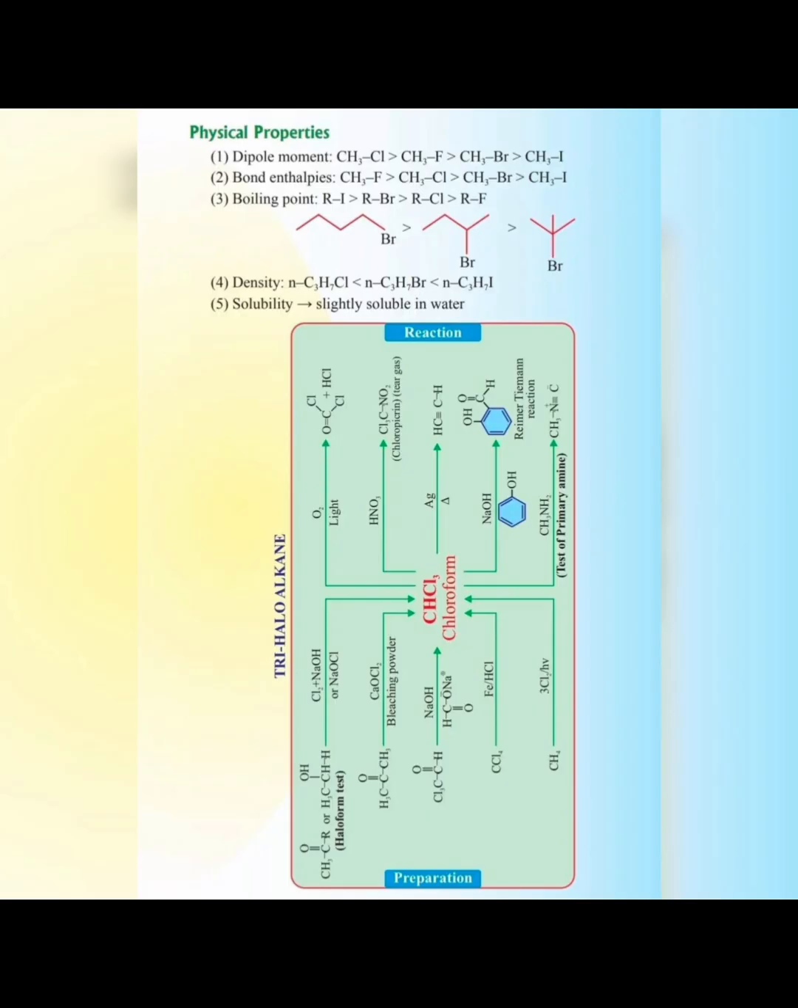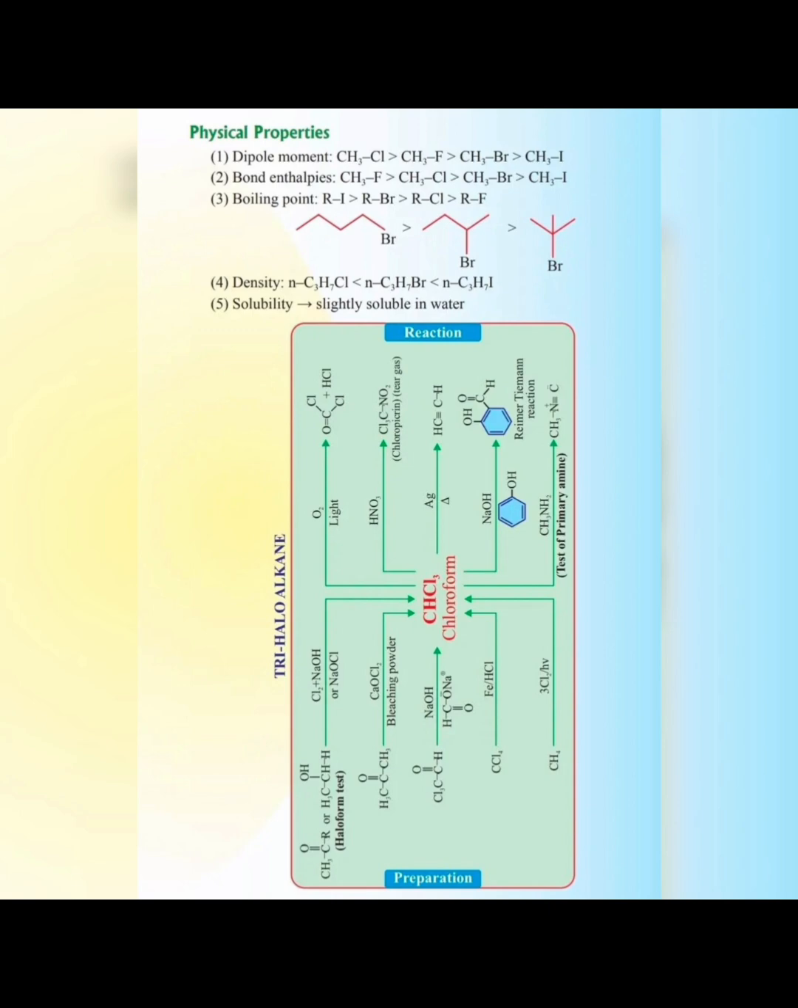Now, what are the physical properties of alkyl halides? The first physical property is dipole moment. It wholly depends upon the electronegativity of the halogen atom, but due to the bond dissociation enthalpy, chlorine is higher than that of fluorine. CH3Cl shows a higher dipole moment than CH3F, which shows a higher dipole moment than CH3Br, which shows a higher dipole moment than CH3I.